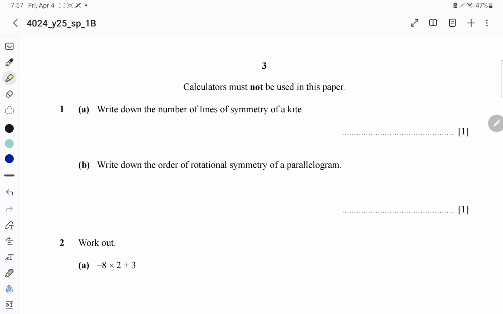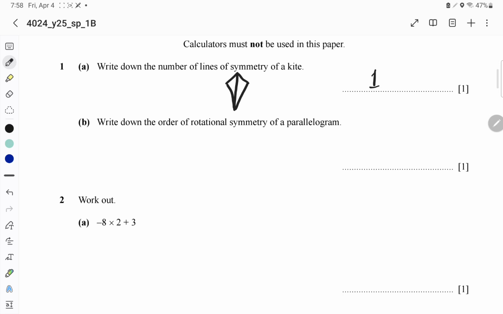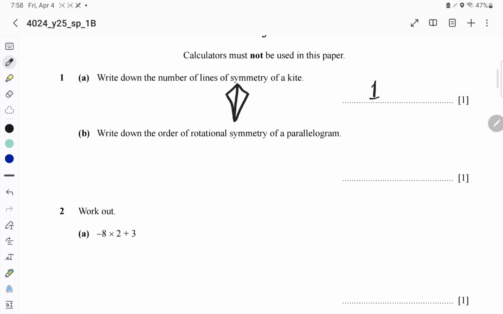Whenever we draw the kite, you can see there's just one line of symmetry. So this is one line of symmetry. Part B: write down the order of rotational symmetry of a parallelogram. It is also a 1 mark question.